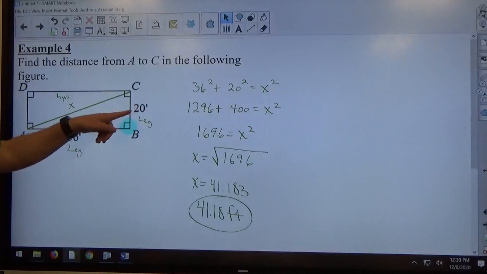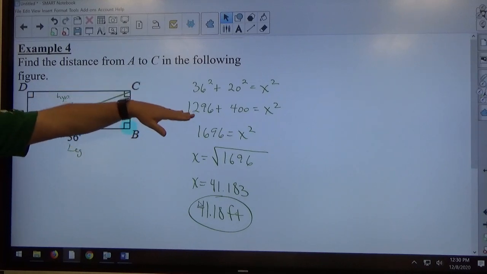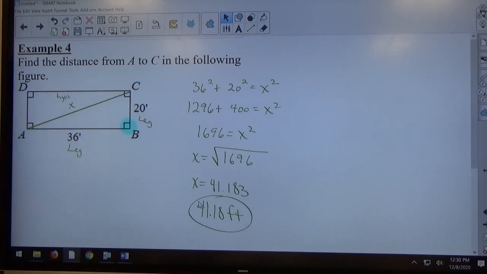The unit of length of all 3 pieces should be the same unit, so feet, feet, feet. And if you recognize that, you don't have to worry about putting units within your work. You just make sure you put the proper unit on the final answer.